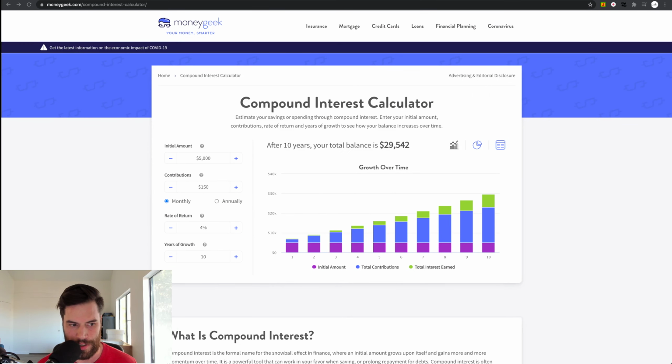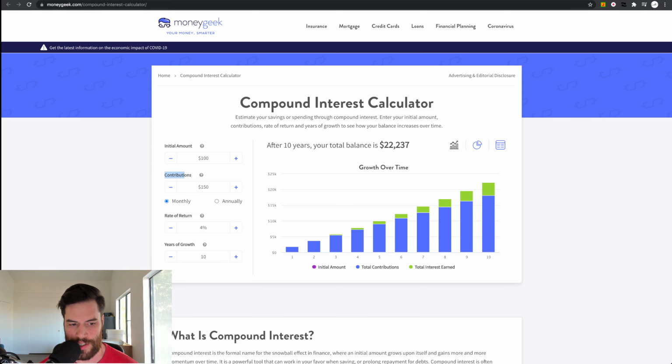I have this little compound interest calculator here. Just Google this, it's pretty easy to find. So initial amount, what is the initial amount? That is basically your initial deposit into your account where you can make this kind of money. So let's just start off small. Let's do $100. As you see, this graph is moving as I do it.